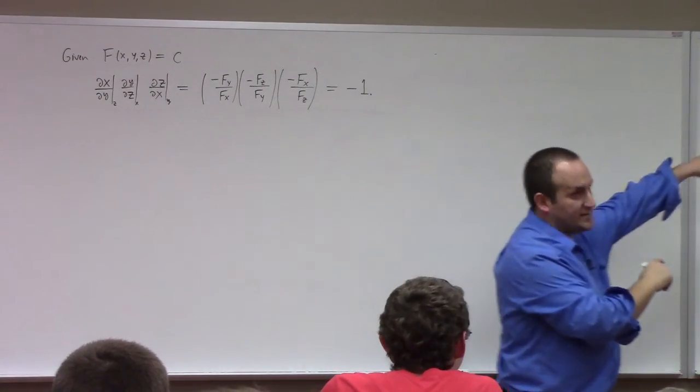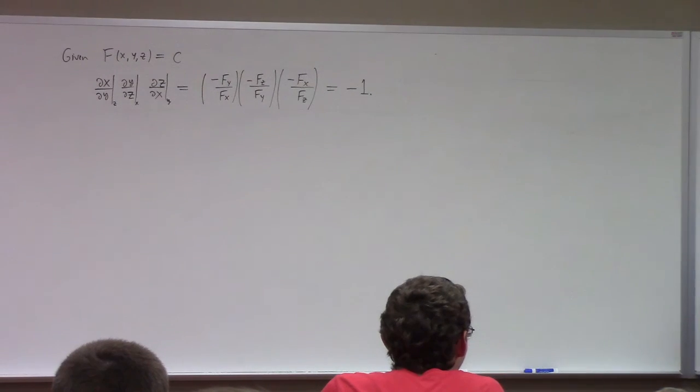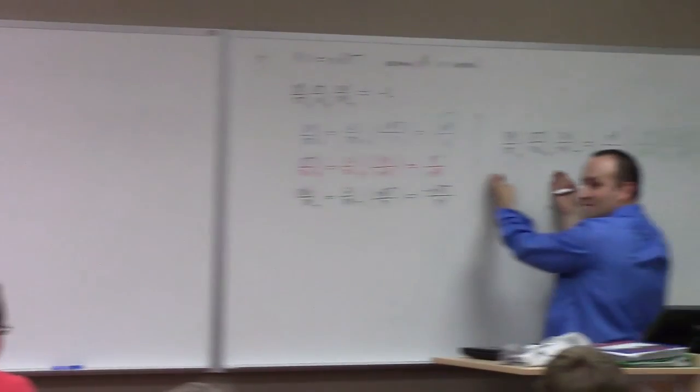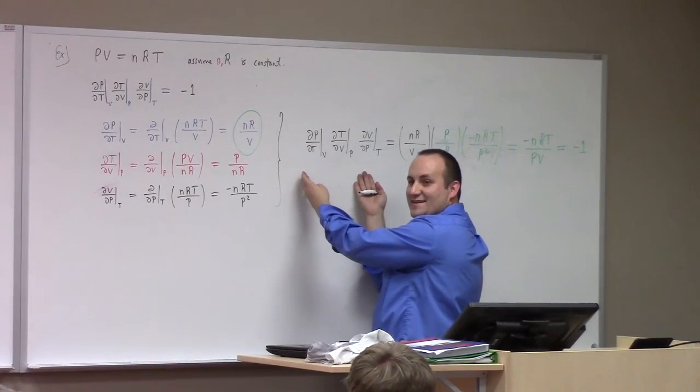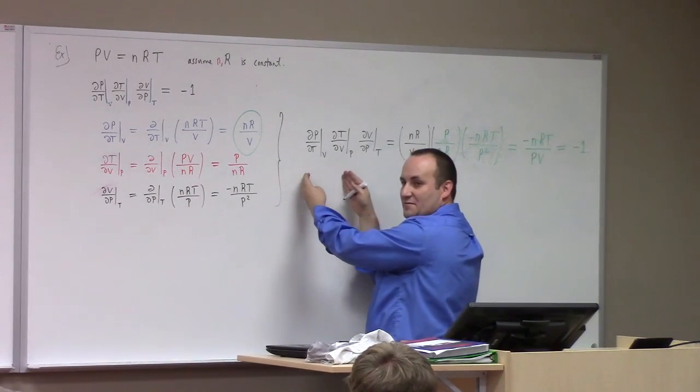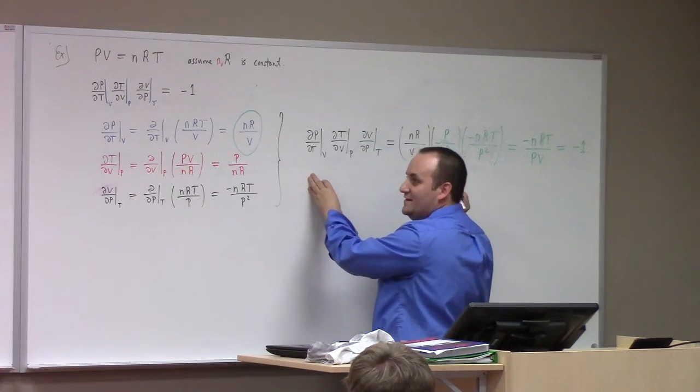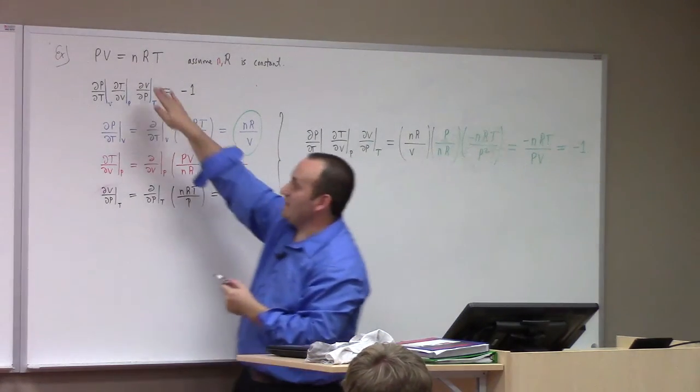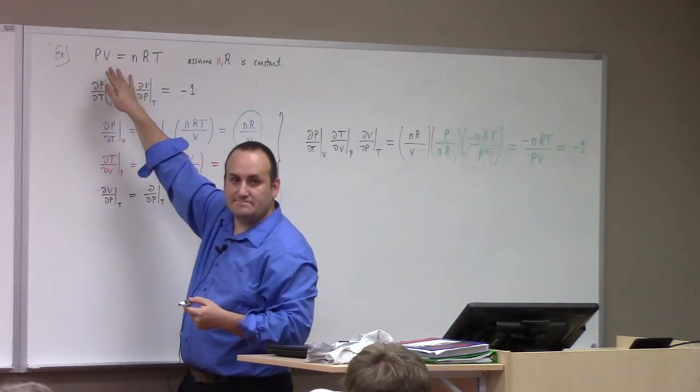That's not an accident. This is a general fact about a function of three variables set equal to a constant. If you take these staggered partial derivatives, it will work out to minus 1. It has absolutely nothing to do with the ideal gas law.